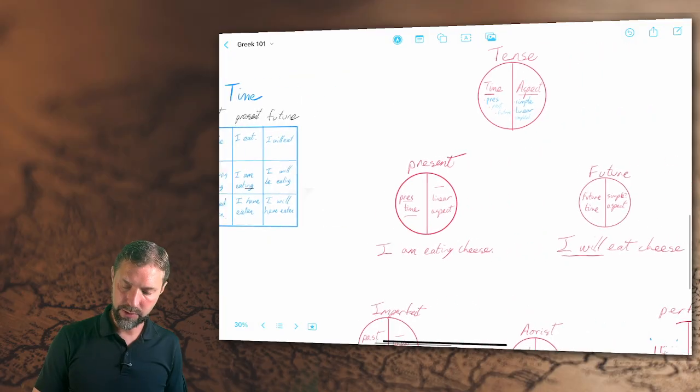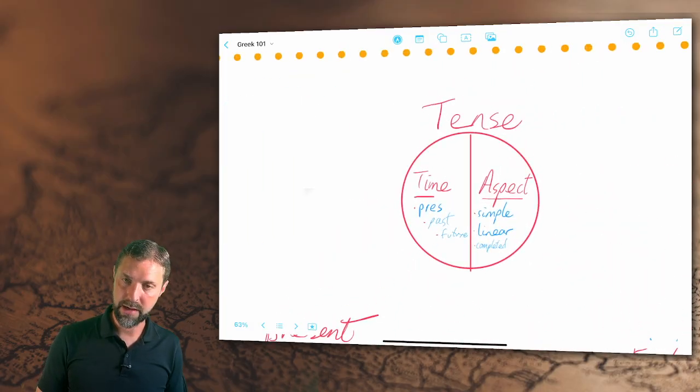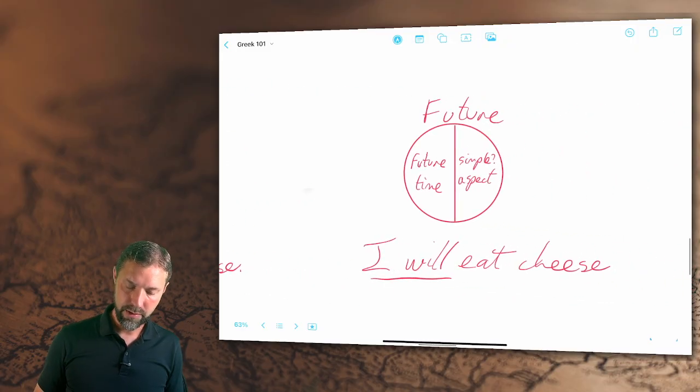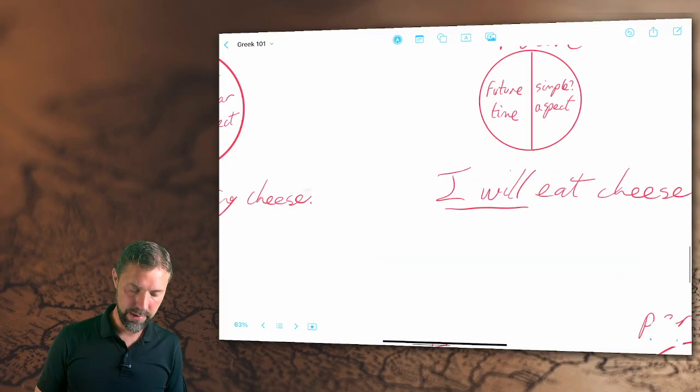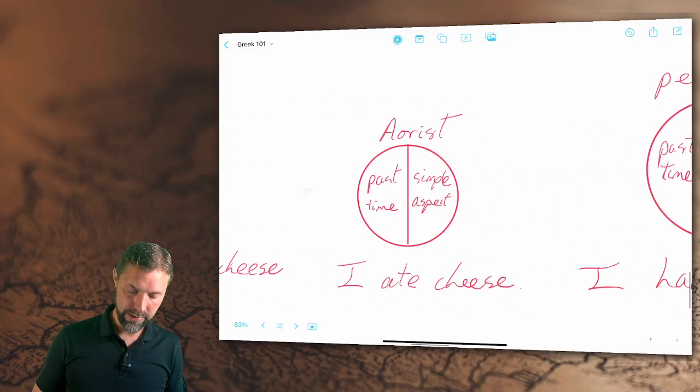Okay, if I put that into a different diagram form, we talked about every tense has time and aspect. It's split. The present time linear aspect, I am eating. The future time simple aspect, I will eat. There's no ing because it's not linear. The imperfect past linear, I was eating. Aorist, I ate, past time simple aspect.